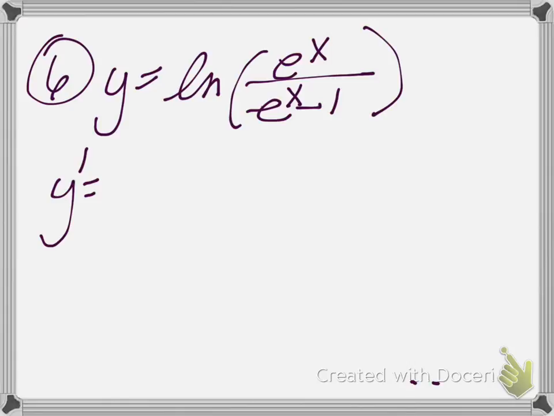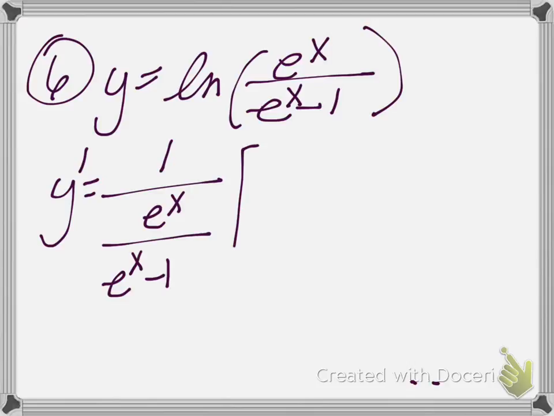Okay, the derivative of ln of something is 1 over that something times the derivative of the something. So that's going to be a quotient rule. So it's the bottom. Hang on 1 second. Okay, sorry, my stylus isn't working too good.